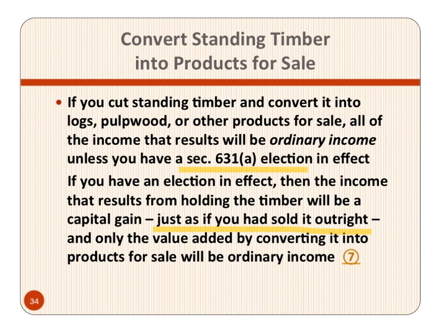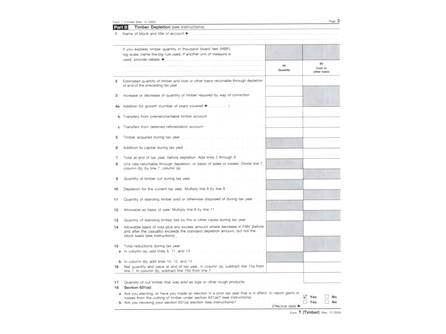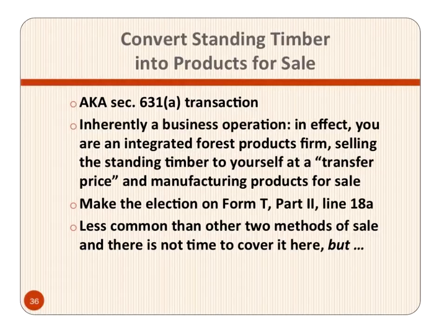Since this is such a big deal, since it's so important, I want to show you where to make that election, and it's on Form T Part 2, way down at the bottom. There's a line 18 here. It says, "Are you electing or have you made an election in a prior year to report gains or losses from the cutting of timber under Section 631A?" And you check the yes box. Okay, so that's where you make a 631A election.